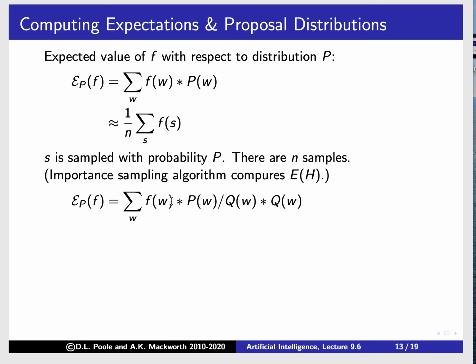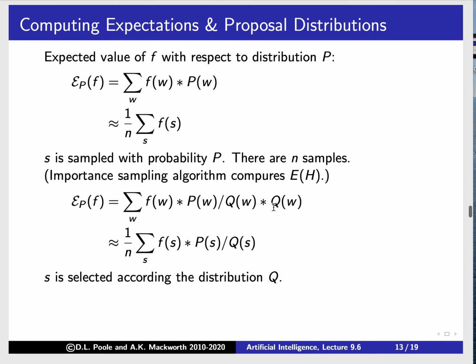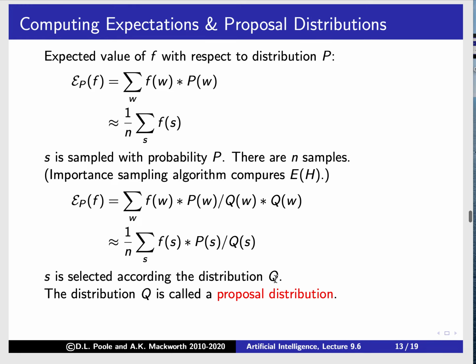But what this lets us do is treat this as our new f. We can sample this, but according to the distribution of q. So we're sampling this, but we're selecting it according to the distribution q. It turns out this is a huge advantage if we can select the q distribution appropriately.